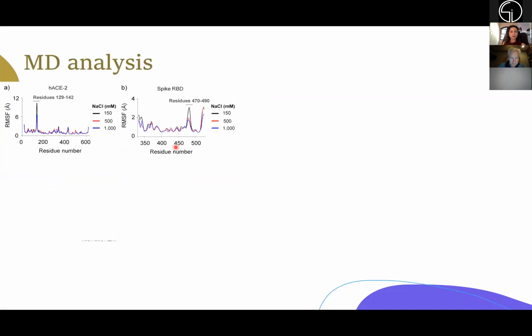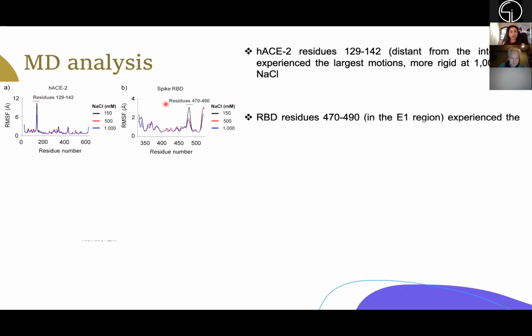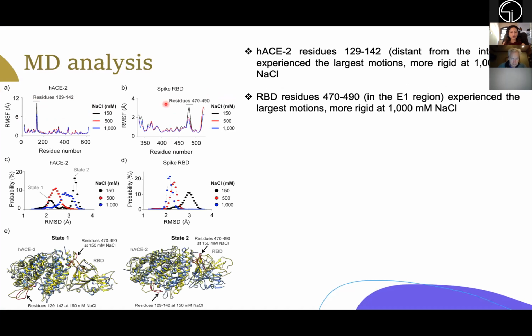We performed a molecular dynamics analysis that showed two flexible regions in human ACE2 and the spike. When we observe this in the structure, the E1 region is flexible, shown in red, and in ACE2 it is in this loop far from the interaction that has two states. State 1, shown here in 100 millimolar salt, and state 2 in 100 millimolar salt, goes from this open conformation to this closed conformation.